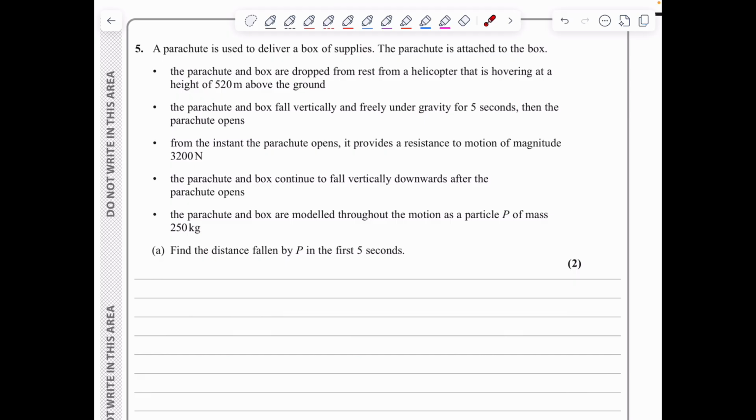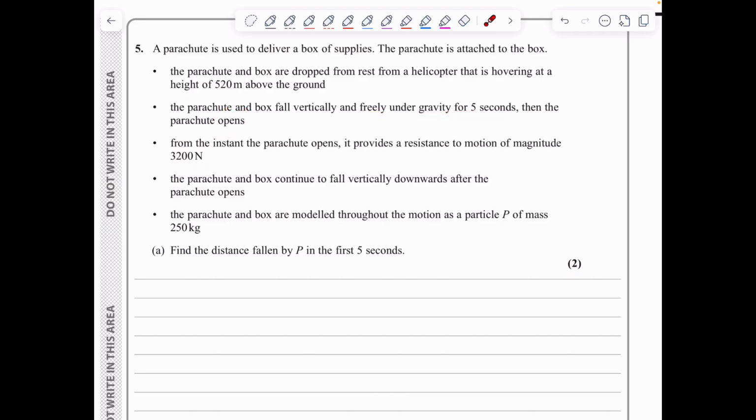In question 5, a parachute is used to deliver a box of supplies. The parachute is attached to the box. Now the parachute and the box are dropped from rest from a helicopter that is hovering at a height of 520 meters above the ground. The parachute and the box fall vertically and freely under gravity for 5 seconds, and then the parachute opens.